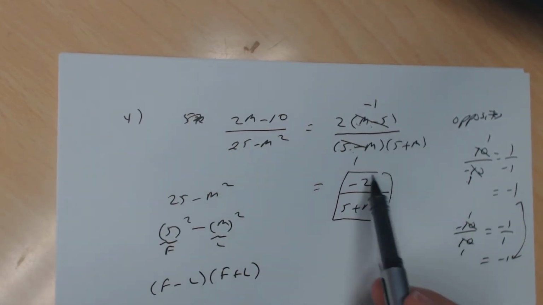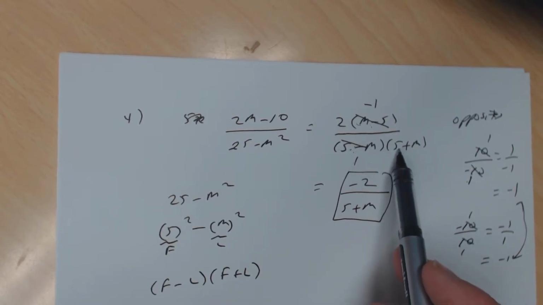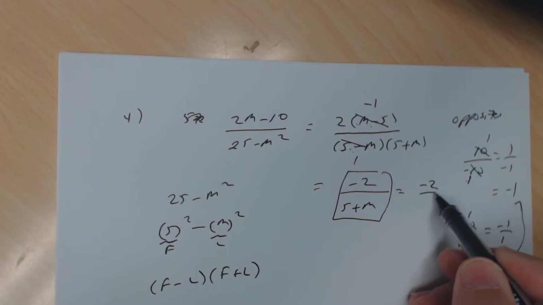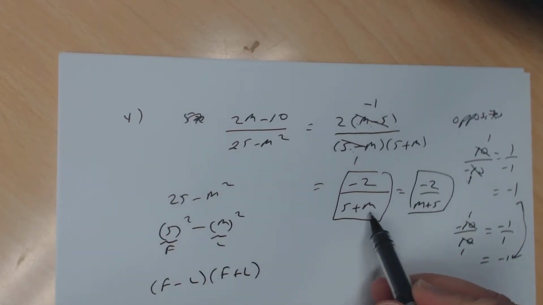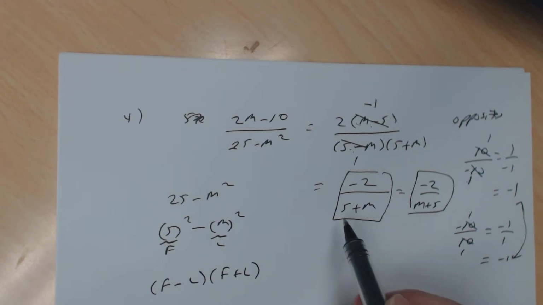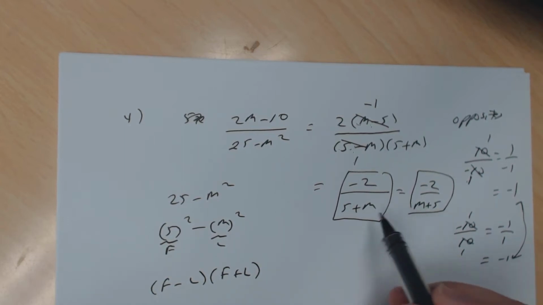Now, there are other ways you can write this. If someone wanted to say negative 2 divided by m plus 5, that's correct as well, because 5 plus m is the same as m plus 5. Remember, addition is commutative. The order in which you add two things does not matter.